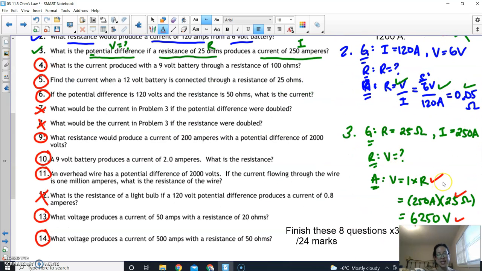And now I'm filling in with the units, 250 amps times 25 ohms. I get the answer of 6,250, okay? Then I have to make sure I have the proper units. The units for voltage is volts. That's how you get your full 3 marks, okay?